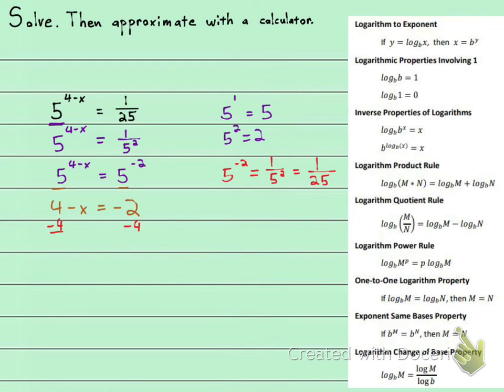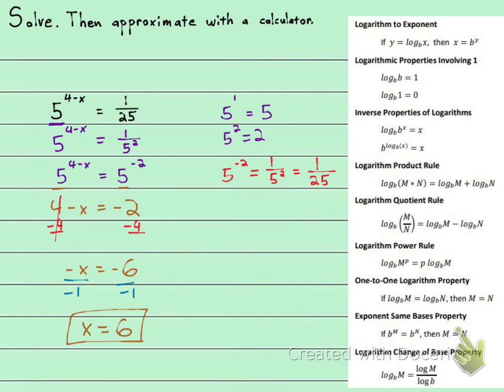Subtract 4 from both sides. 4 minus 4 cancels out, turns into a 0. Negative x equals negative 6. And divide both sides by negative 1. We're going to find out that x equals 6.